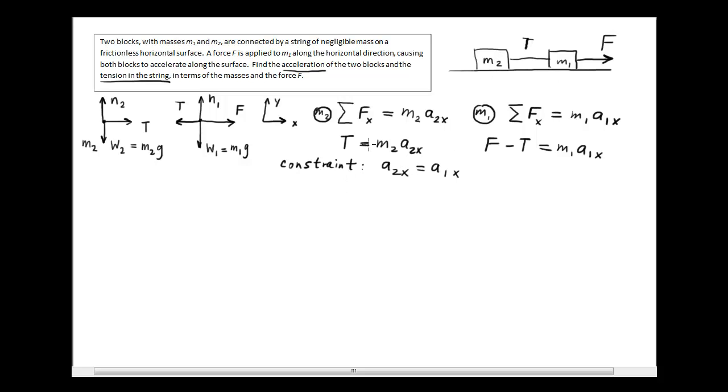But now we've got three equations with three unknowns. I'm going to call this one here, because it's for mass m2, equation 2. This equation I will call equation 1 because it's for mass m1, and we'll call the constraint equation equation 3. So now we're going to solve.